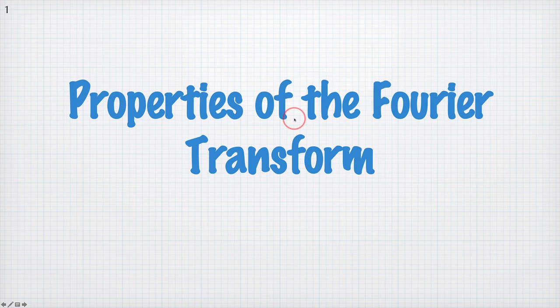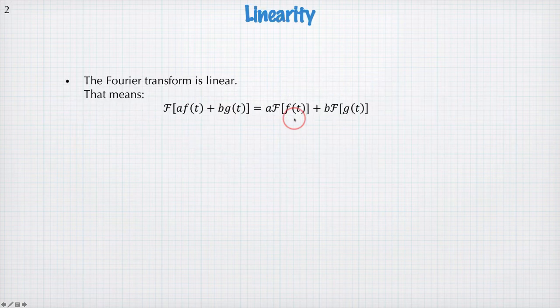I want to look now at some properties of the Fourier transform. These are properties that are really useful when you're computing with Fourier transforms, that help you simplify the calculations that you're doing with transformed functions. The first one is really simple.